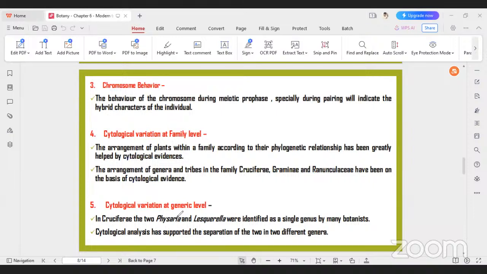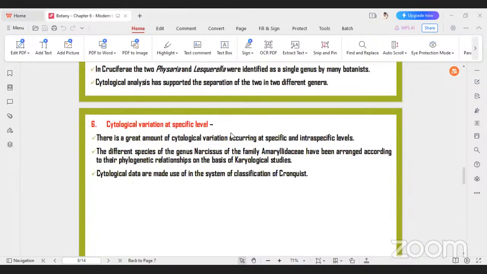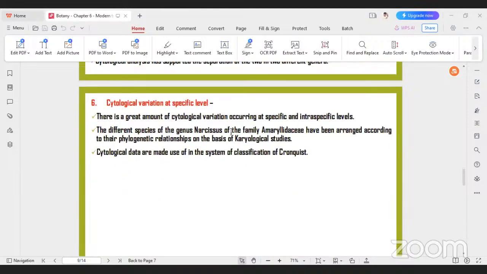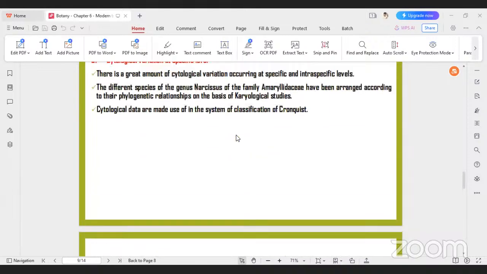In the Cruciferae, Physaria and Lesquerella were identified as a single genus by many botanists. Cytological analysis has supported the separation of the two into two different genera. Next, numerical taxonomy.